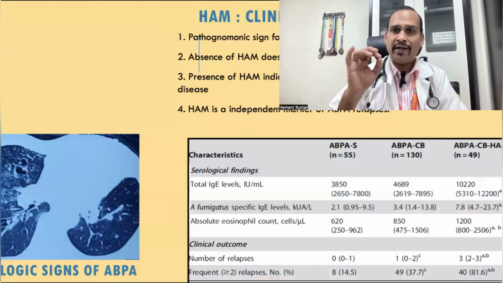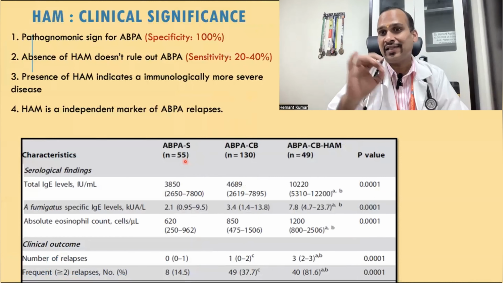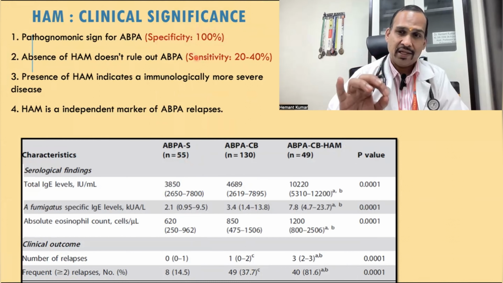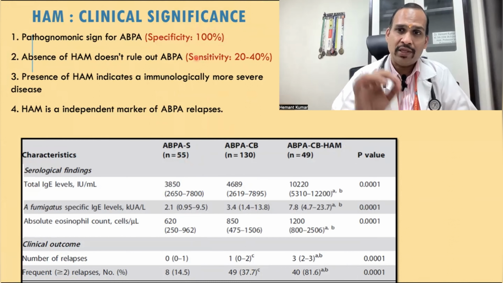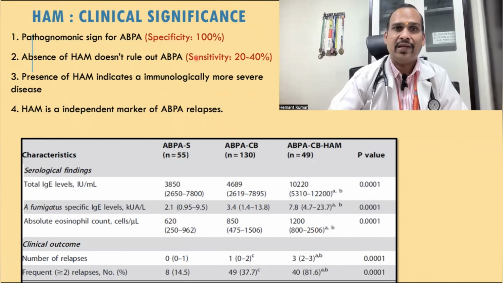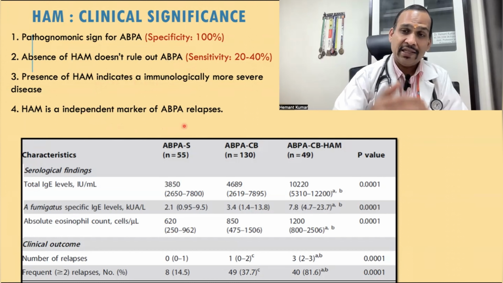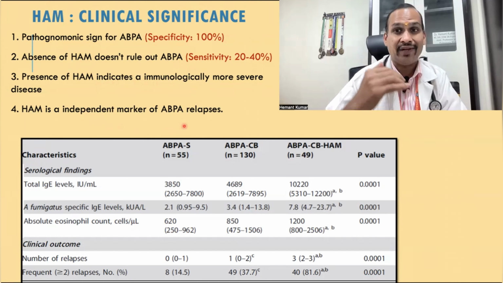And whenever you find Hem sign, it has clinical significance. So it is pathognomonic, it is 100% specific. If you find Hem sign, you can say 100% this is ABPA. But sensitivity is only 20 to 40%. Okay, so this is not sensitive but very specific. If you find Hem sign, then patient is having immunologically more severe disease, and it is also marker of ABPA relapse. So whenever you find Hem sign, that patient has high chance of recurrence.